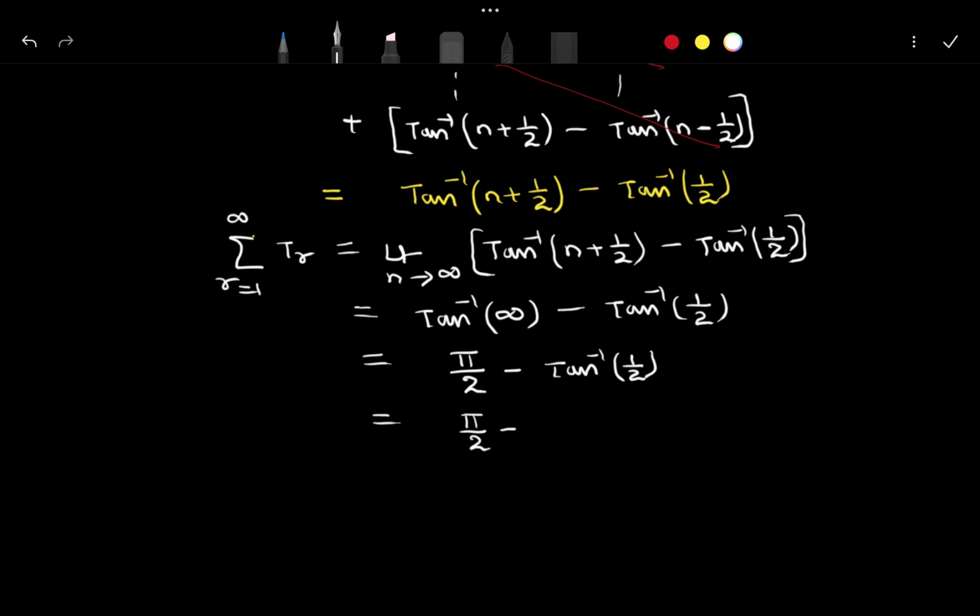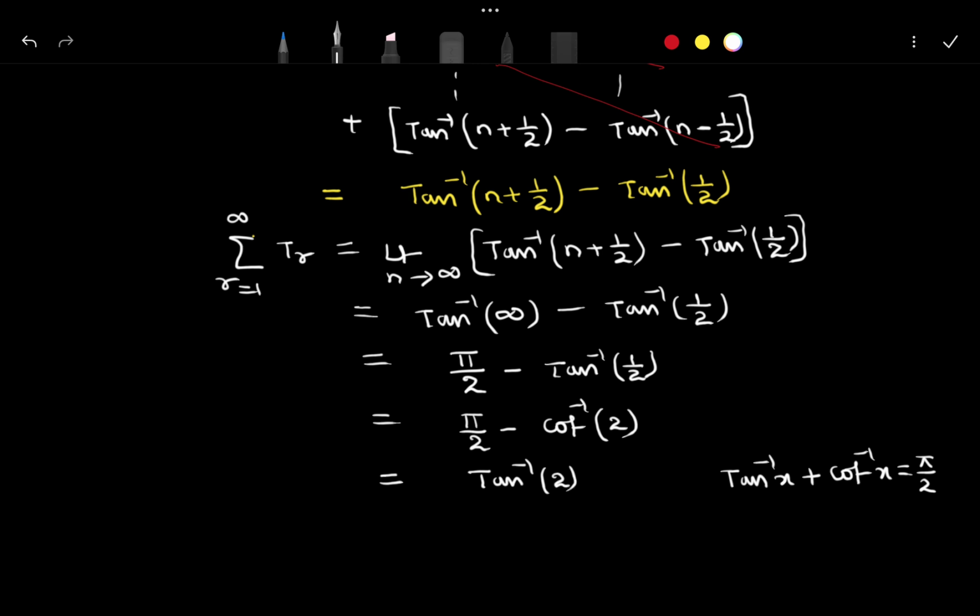tan inverse of 1 by 2, which equals cot inverse of 2. Now according to one more basic formula, you know tan inverse of x plus cot inverse of x equals pi by 2. By using this formula, you can write pi by 2 minus cot inverse of 2 will be equal to tan inverse of 2.